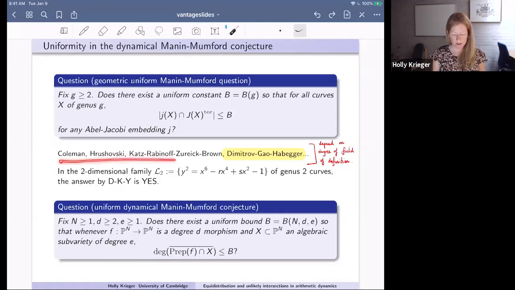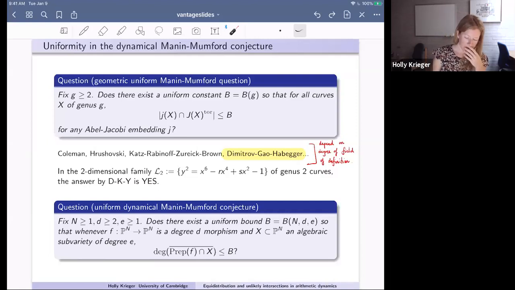All of the references that I have here obtain a bound that depends at the least on the field of definition of the curve, okay? In particular, its extension degree over Q. I've highlighted this most recent work of Dimitrov, Gao, and Habegger. They also have an alternative condition where the dependence is on the height of the Jacobian, okay?